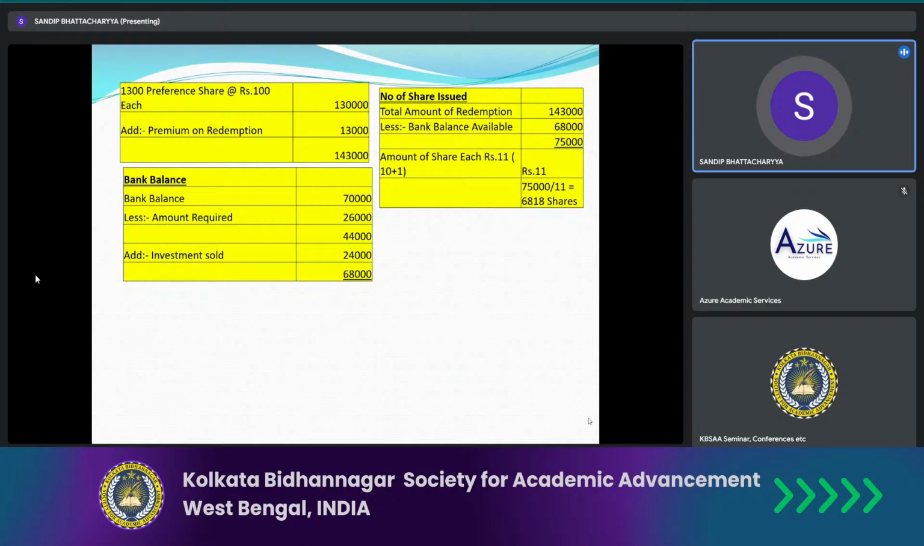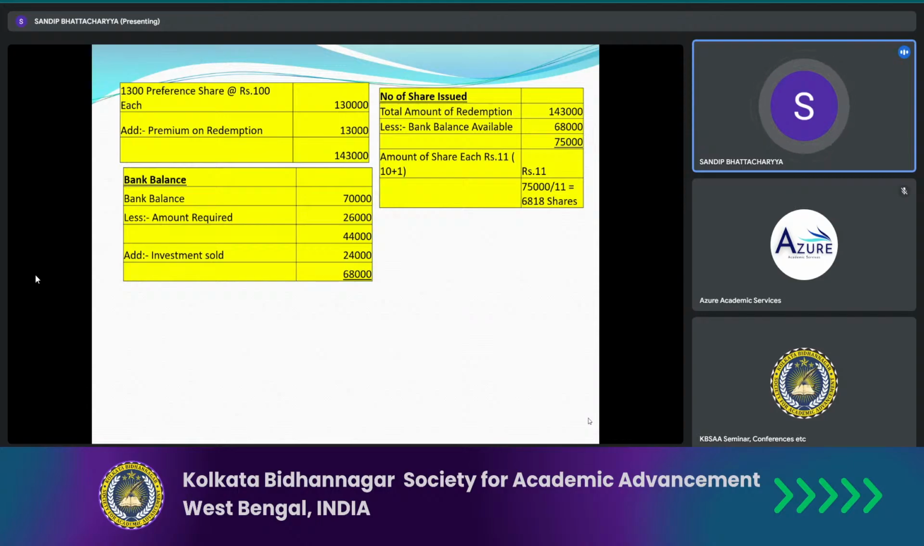That means there is a cash inflow in my company. So the bank balance is 44,000 after subtraction of the reserved amount, the mandated balance requirement of 26,000, plus investment sold, that is 24,000. So how much bank balance are we available? 44,000 plus 24,000, that is 68,000. So the first working note: total amount of premium as well as the total amount of face value. So face value plus premium, that is the total amount of redemption.